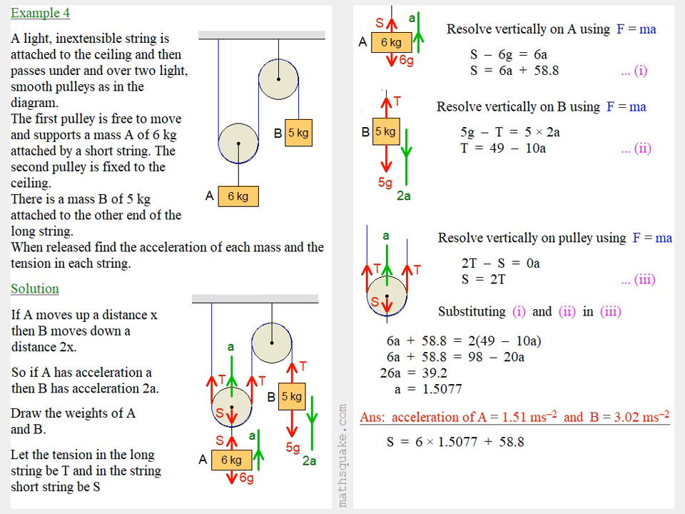Now to calculate the tension S, we have S equals 6a plus 58.8, which is 6 times 1.5077 plus 58.8, which turns out to be 67.8462. And we have T is 49 minus 10a, which is equal to 49 minus 10 times 1.5077, which equals 33.923 newtons. So we have the tension A is 67.8 newtons, and tension B is 33.9 newtons.